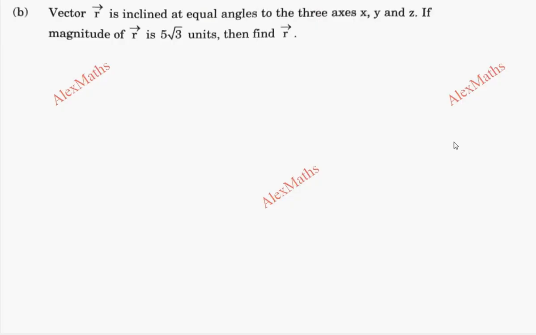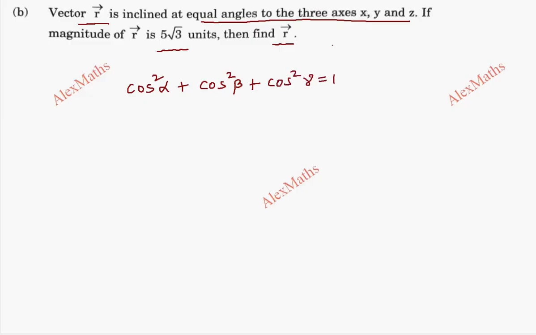Next, B part of the question, we have r vector is inclined at equal angles to the 3 axes x, y, z, and the magnitude of r is 5 root 3 units. Then we have to find the r vector. When they say equal angles, we have a relationship between the direction cosines: cos square alpha plus cos square beta plus cos square gamma equal to 1, and they have given equal angle, so alpha equal to beta equal to gamma. So all these things we can change into alpha itself.